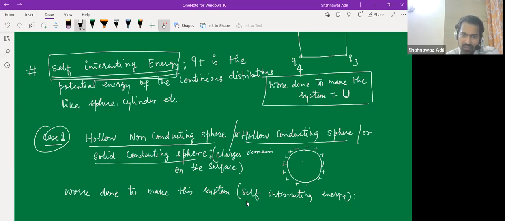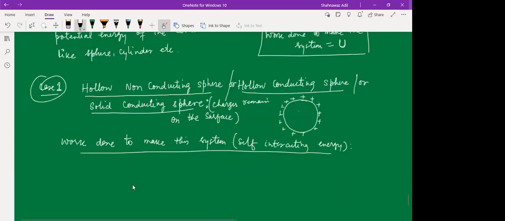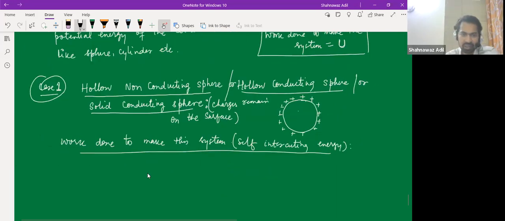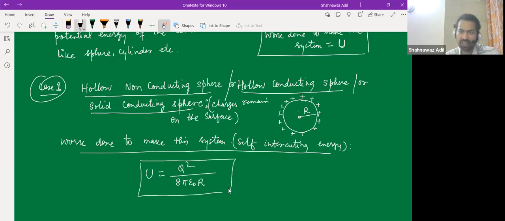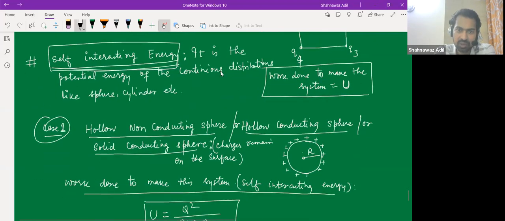Is this clear, guys? Yes. Okay, so the proof is not important. We only need to remember that this is q square by 8 pi epsilon naught, and whatever is the radius. So this is the self-interacting energy of the hollow conducting or non-conducting or solid conducting sphere. So please note down this part.